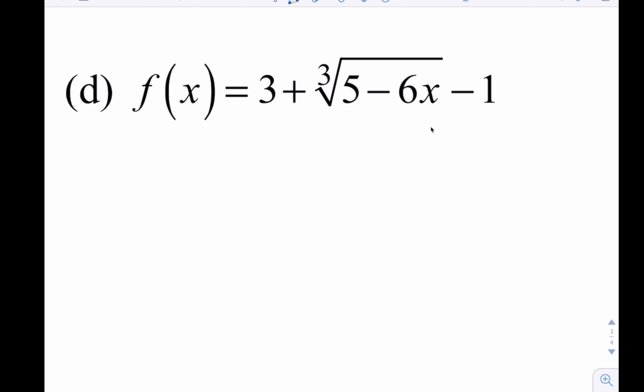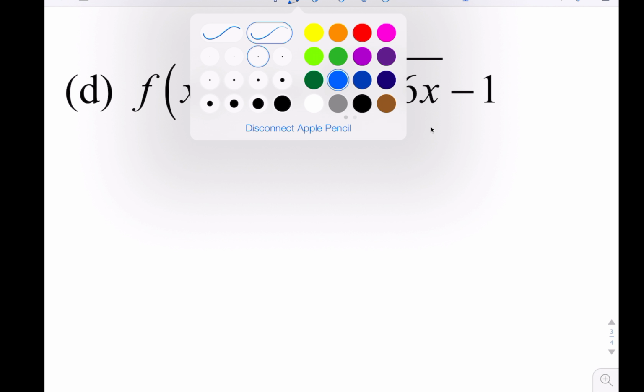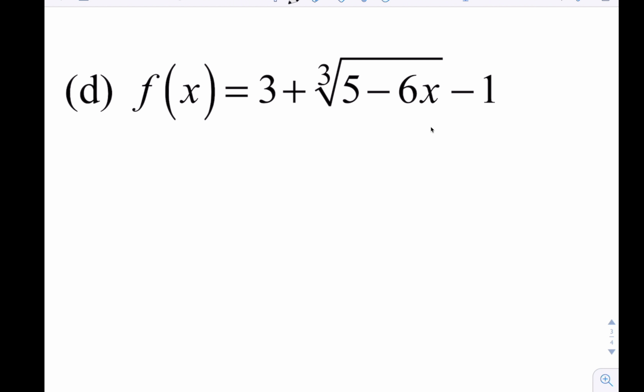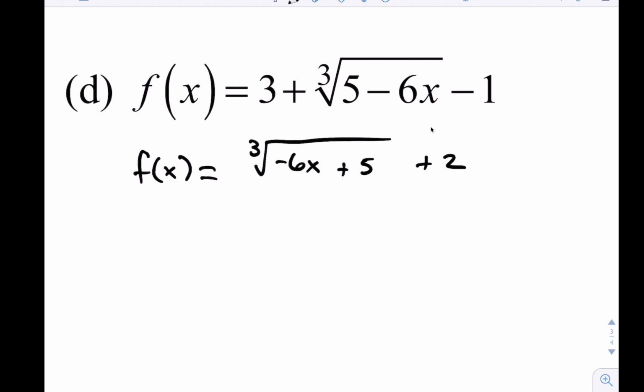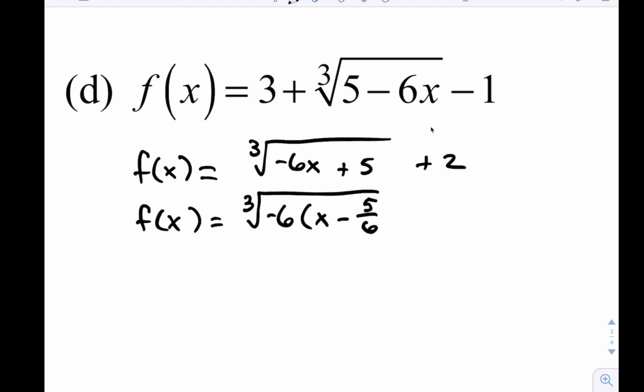All right, letter D here. I'm not really sure if we did this one in class or not, but I'm just going to go over it again. So again, I want to put this into standard form. Okay, so I have the cube root of negative 6x plus 5, and then 3 minus 1 will put me at plus 2. All right, and again, anytime you have a number being multiplied to the x term on the inside, you want to make sure that you factor that out. So if I factor out the negative 6, that's going to leave me with x minus 5 over 6. Because when I multiply those through, the two 6's will cancel, and I'd still be left with that 5 originally.